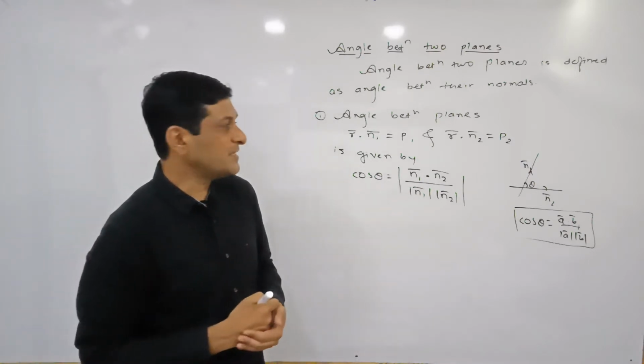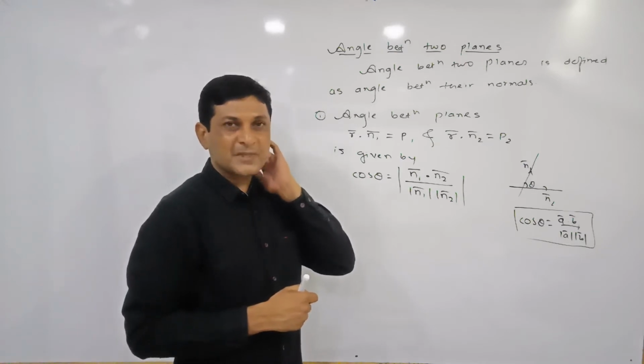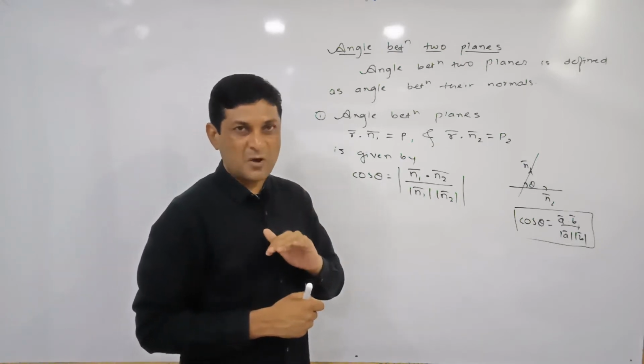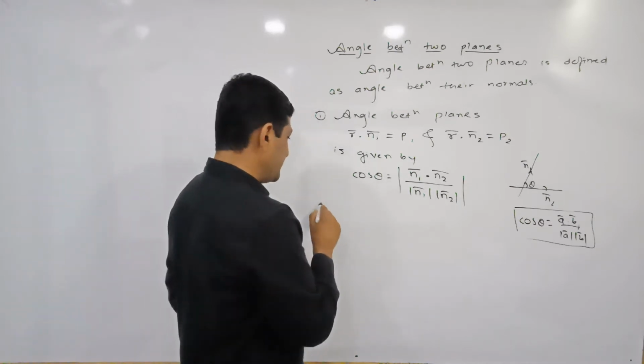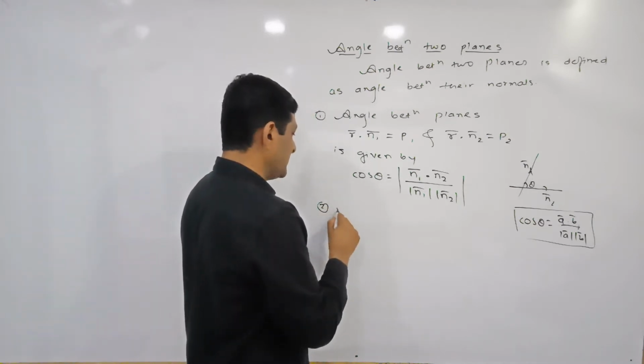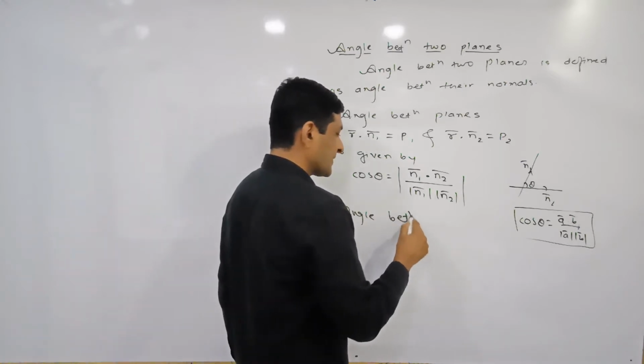Now in case if the equation of planes are in Cartesian form, at that time let us see how to find out angle between them. So now we are discussing second important result. So angle between planes.